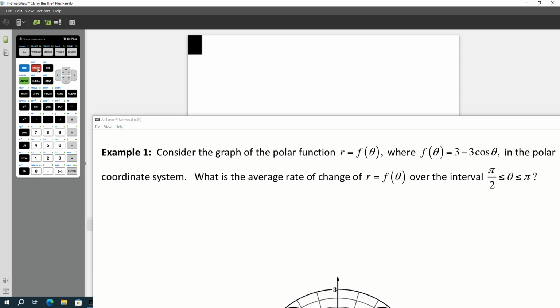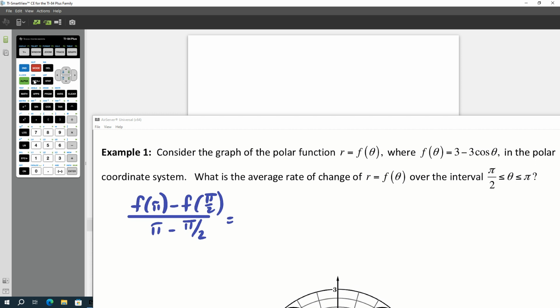And I'm going to go ahead and write what we're going to end up doing. I recommend that you write this because there aren't going to be average rate of change polar problems on the free response, but there will be rectangular equations where we do this. So I think it's good practice that you write what you're actually going to do. You're going to do f of pi minus f of pi over 2 in the numerator. And then in the denominator, we're going to do pi minus pi over 2.